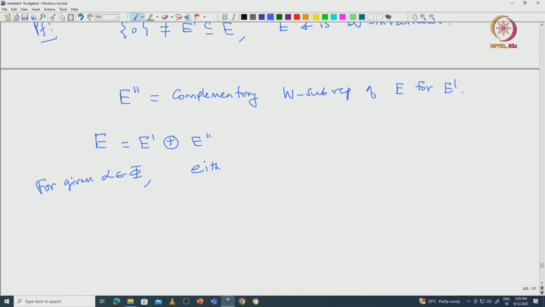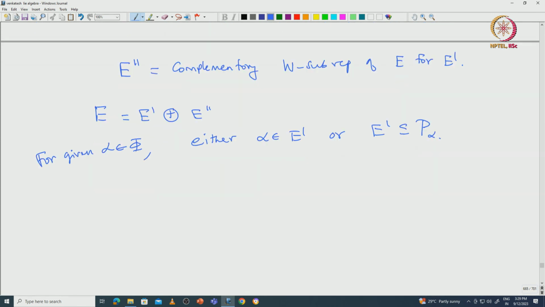So, either alpha is inside E dash or E dash is completely contained in P alpha. So, why is this true? For example, you can assume alpha does not belong to E dash, and then let x be inside capital E dash. So, let us say this is what you have.